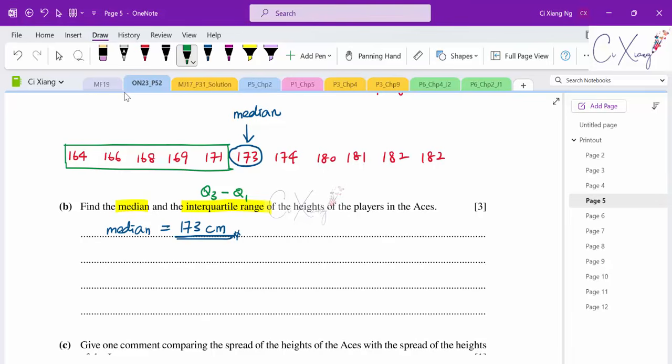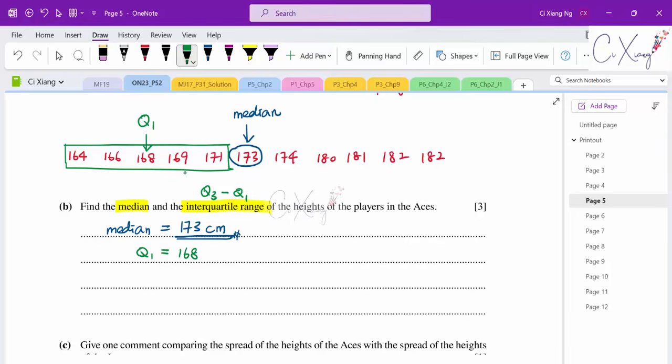In the first half of the data, we have 5 data here. Q1 means the median of the first half, so the median of these 5 numbers. Where's the median for these 5 numbers? If you have a look, it is very easy to decide that the median, which is the center location of the first half of the data, is 168. So this one belongs to Q1.